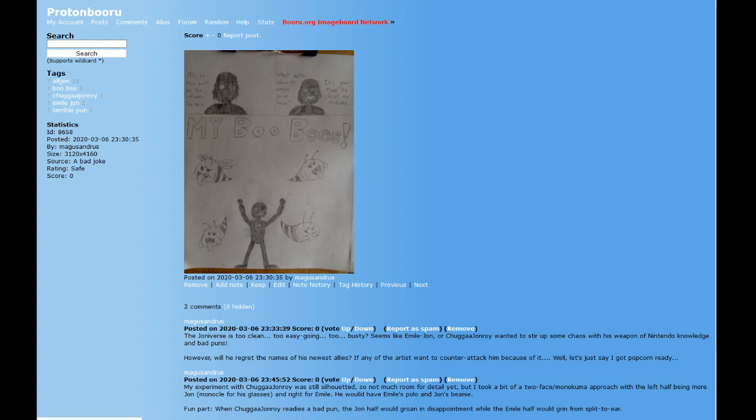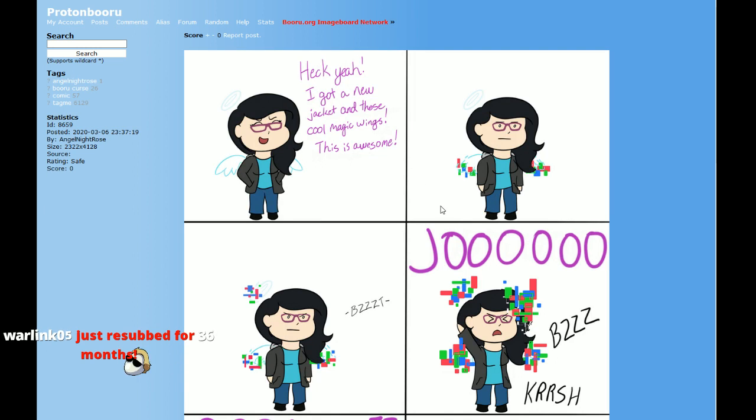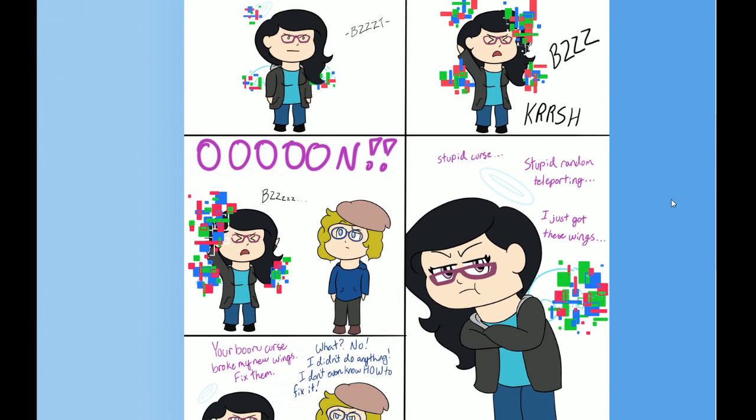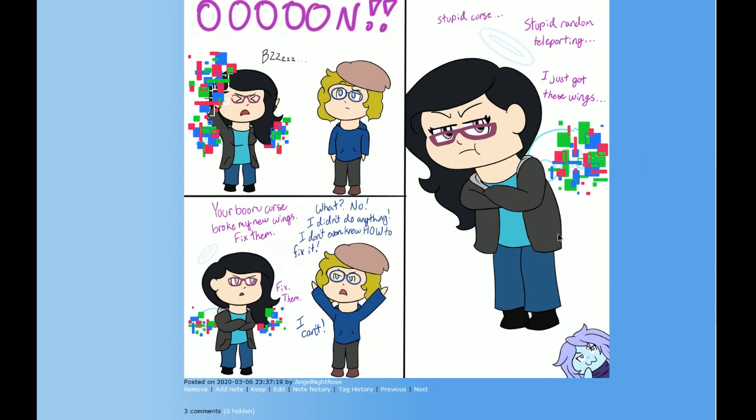This is the part where someone just counterattacks with their busts, and it's just a ton of statue heads. God. It's just a terrible pun off, and I'm just like, God, get out of this universe, please. Yup. Heck yeah, I got a new jacket and these cool magic wings. This is awesome. Bzz, John! Oh, you broke it. Your brew curse broke my new wings. Fix them. What? No, I didn't do anything. I don't know how to fix it. Fix them. I can't. Stupid curse, stupid random teleporting. I just got these wings.